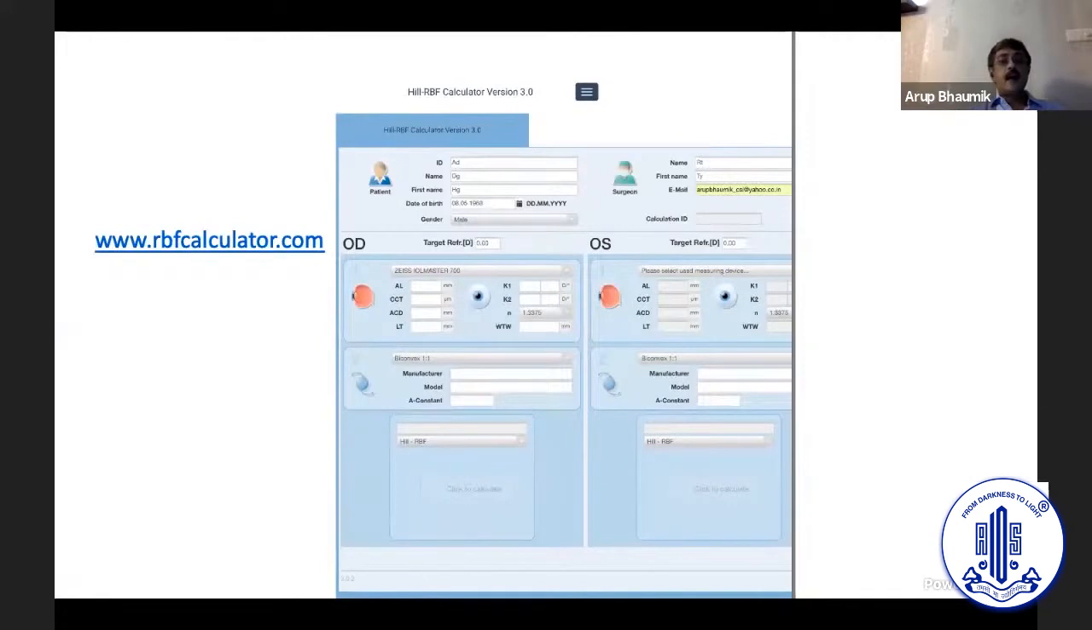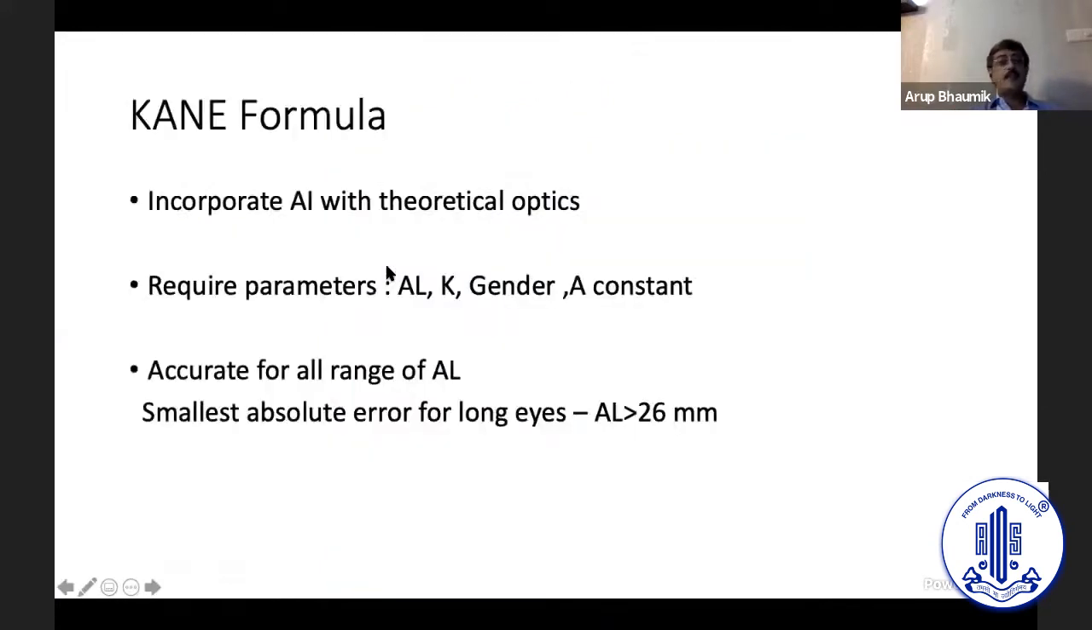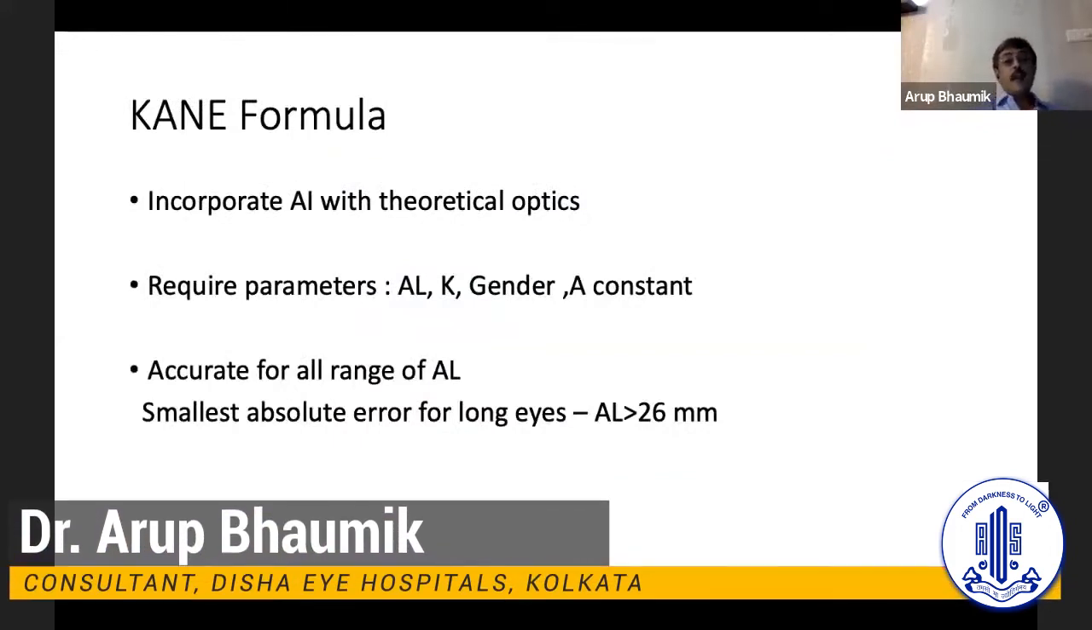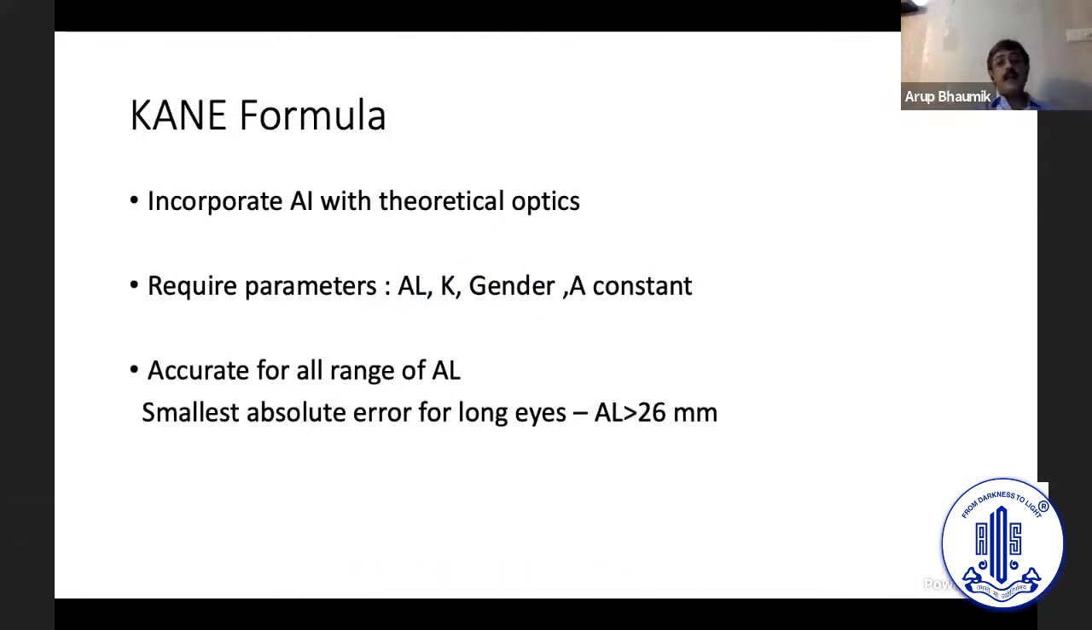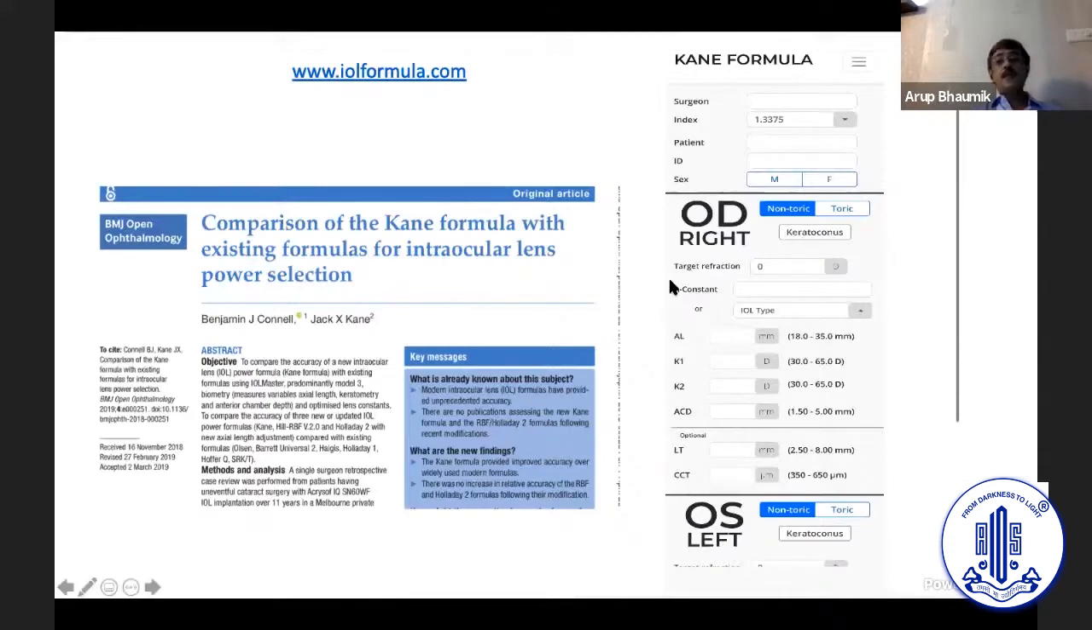And this is the RBF calculator. It is free on the ASCRS website. Now the Kane formula is basically a combination of artificial intelligence and theoretical optics, and requires AL, K, ACD, LT, and gender. This is also available on IOLformula.com, on the website. It is free, and the comparison is the same, published in BJO in 2018 and 2019.